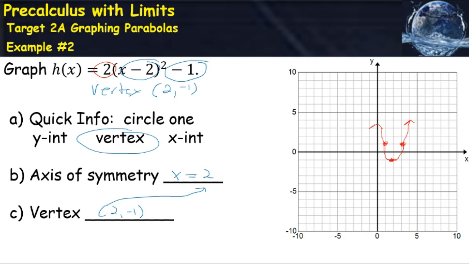If that was a 3, I'd go left and right 1 and up 3. But if it was a half, I'd still go left and right 1, but then I'd only go up 1/2. If it was 1/8, I'd go left and right 1 and up 1/8, and so on and so forth. Okay?